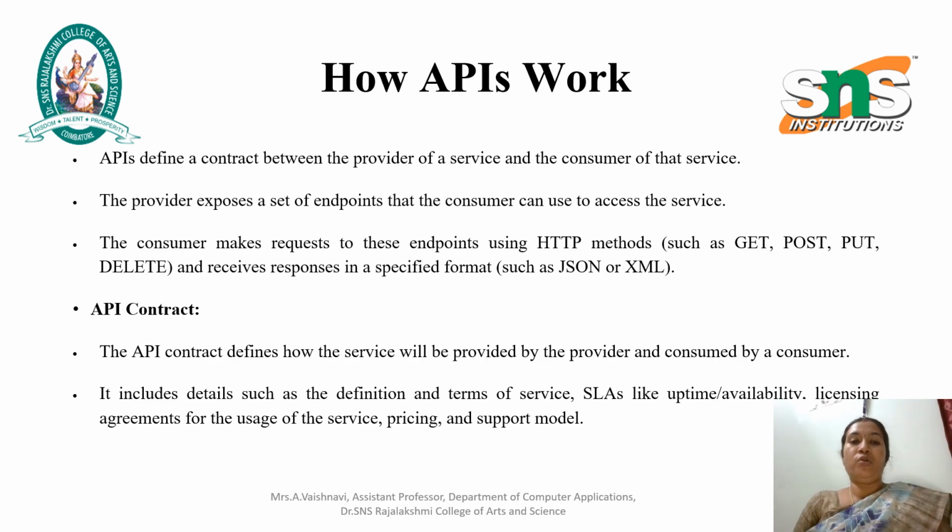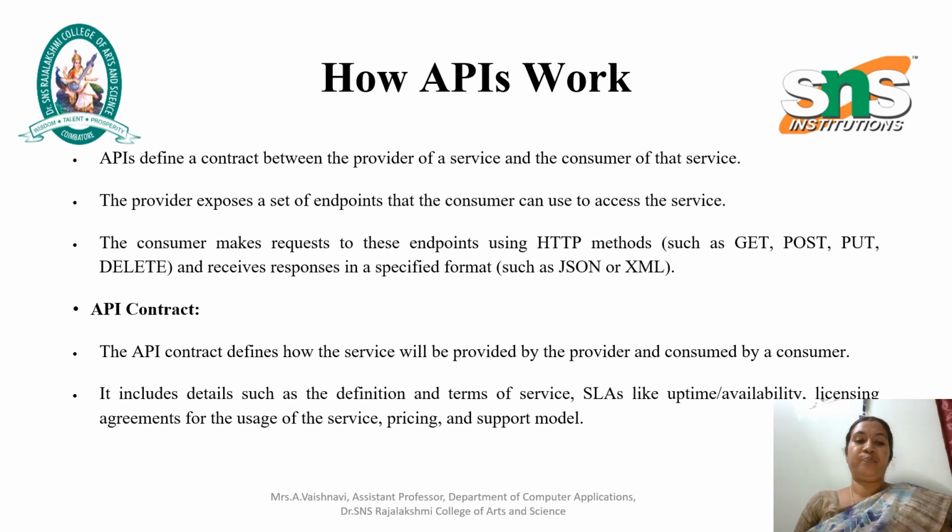Then we have to see how APIs work. APIs define a contract between the provider of a service and the consumer of that service. The provider exposes a set of endpoints that the consumer can use to access the service. The consumer makes requests to these endpoints using HTTP methods such as GET, POST, PUT, DELETE, and receives responses in a specified format such as JSON or XML.